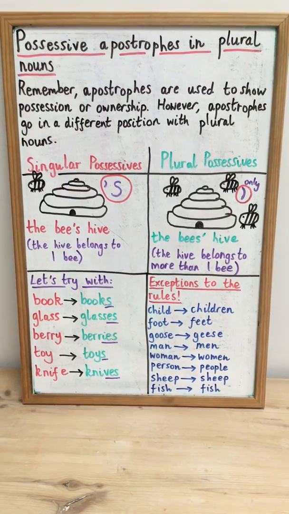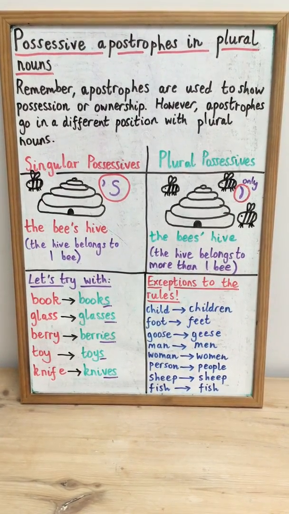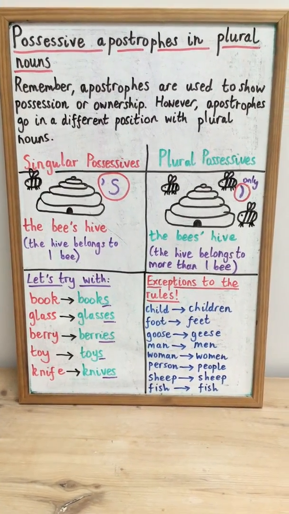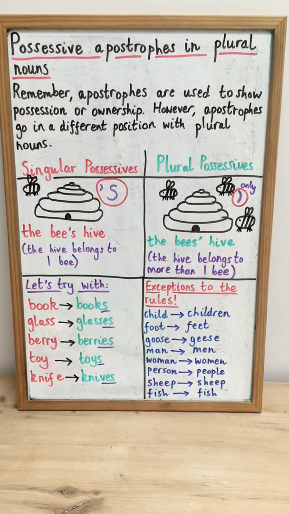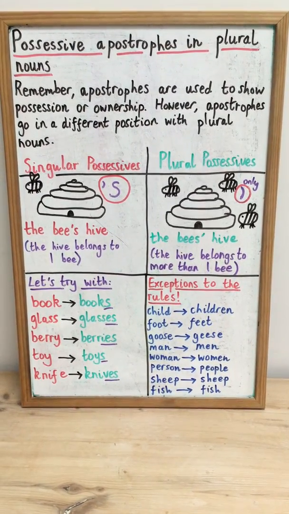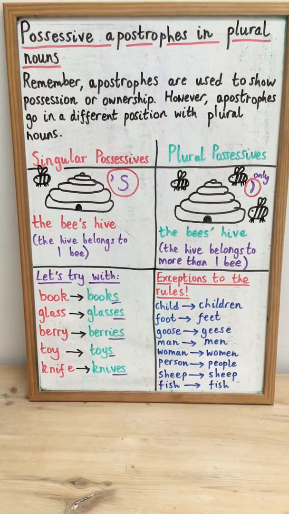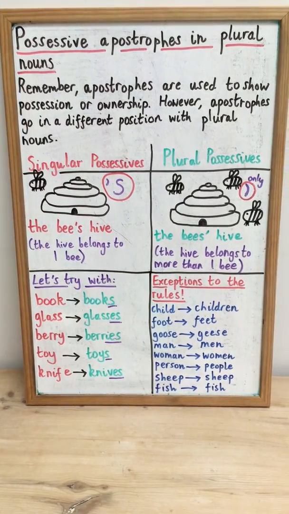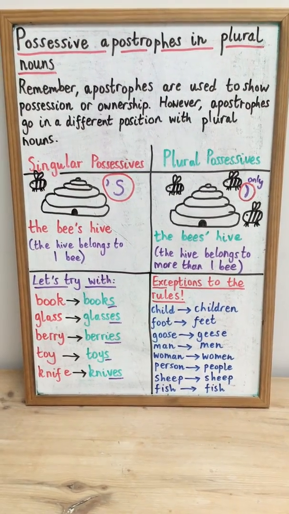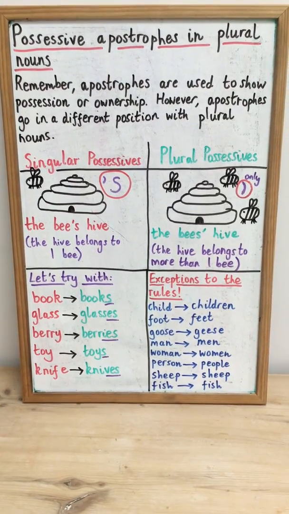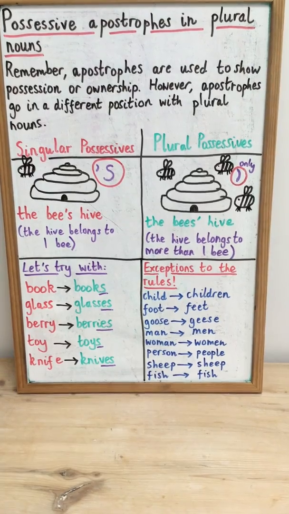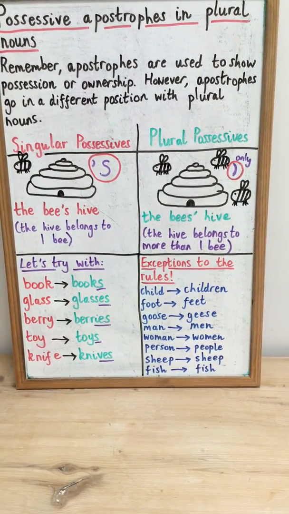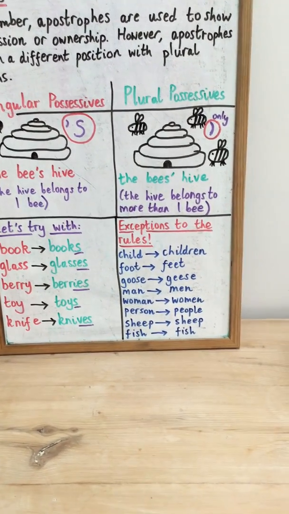Now this contrast between where the apostrophe goes with singular and plural nouns is something that I'm going to illustrate in a moment with you with the following examples. We're going to look at book, glass, berry, toy, knife, and child and person, because these final 2 are exceptions to the rule. So let's start with the word book.